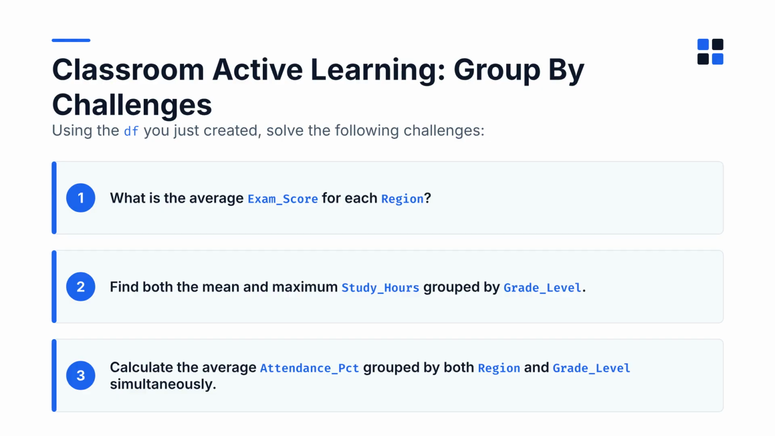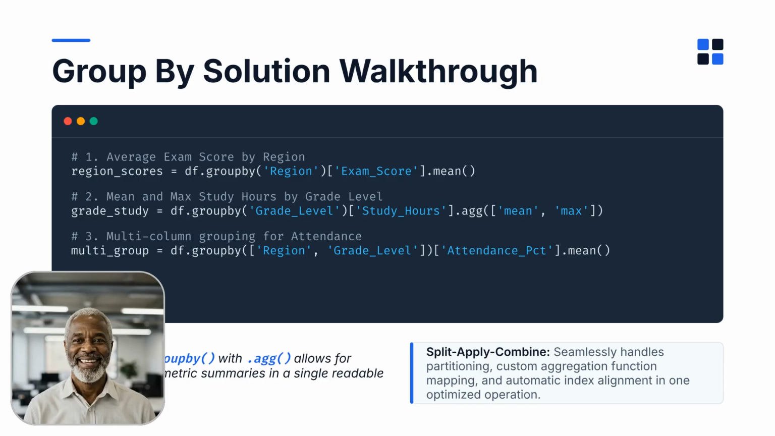Test your knowledge with these 3 challenges. Calculate average exam scores by region, find mean and maximum study hours by grade, and perform a multi-column grouping on attendance. Here are the solutions for those challenges. By combining group by and agg, you can create powerful, multi-metric summaries in just a single line of code.